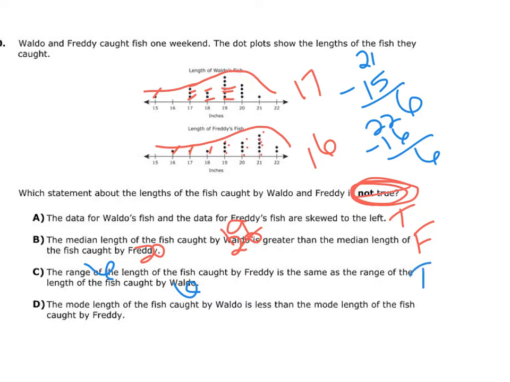And then the last one, the mode length of the fish caught by Waldo. So Waldo's mode is 19, is less than the mode length of the fish caught by Freddy's, and the mode is 21. So it is less than, so that's true. Because it's saying not true, my answer is letter B. It kind of gets confusing as you're looking through. I was a little confused when I was doing this, but when you go back and read not true, that will help you out. So again, go ahead and write in what you could have done.